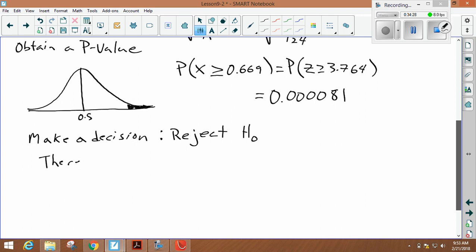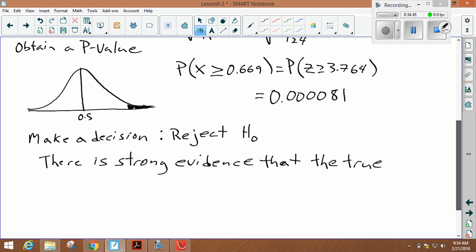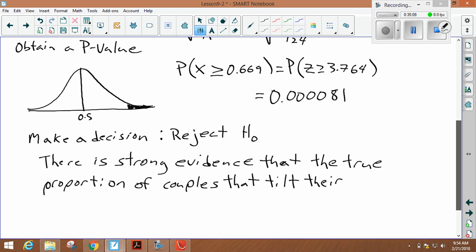So there is strong evidence that the true proportion of people who tilt their head to the right is bigger.